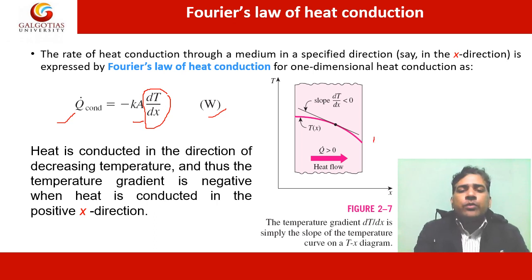First we take the lower temperature, then the higher temperature. dT means lower minus higher, lower temperature minus higher temperature. Why are we taking lower minus higher, lower first and higher later? Because this is the direction of heat flow, so this quantity here is taken first, and that one is taken later.